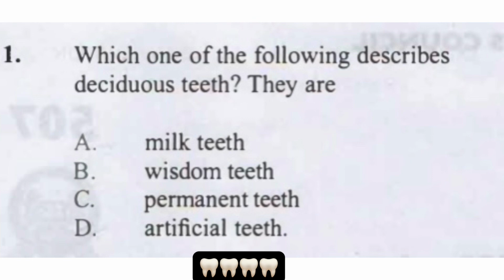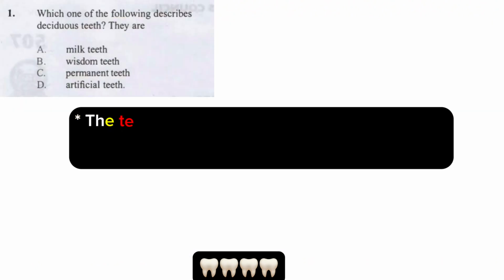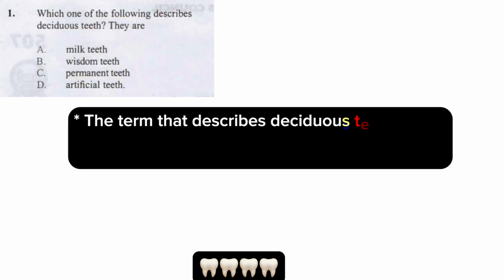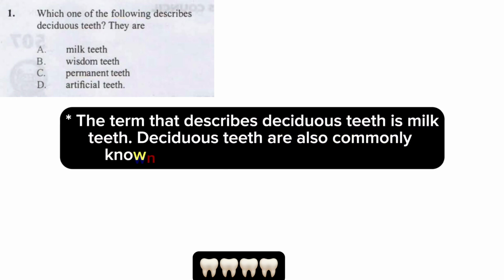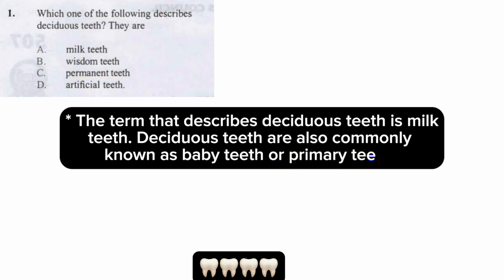The first question is, which one of the following describes deciduous teeth? They are A, milk teeth, B, wisdom teeth, C, permanent teeth, or D, artificial teeth. So the term that describes deciduous teeth is milk teeth. Deciduous teeth are also commonly known as baby teeth or primary teeth.